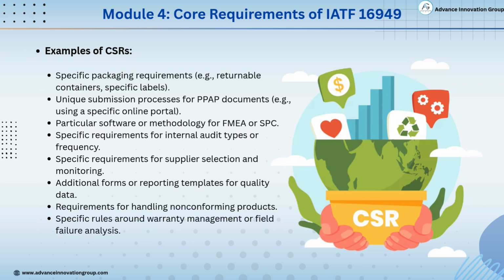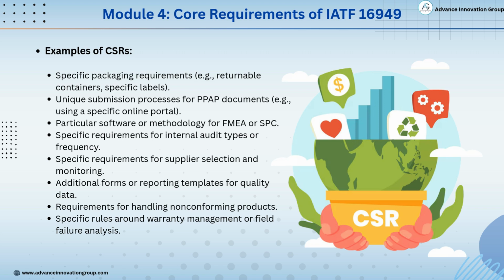Now that we've understood what customer-specific requirements, CSRs, are, let's look at some common examples you might come across in the automotive industry. These requirements vary from customer to customer, but often include packaging requirements, like using returnable containers or applying specific labels. PPAP submission processes, where the customer may ask you to submit documents through a specific online portal.